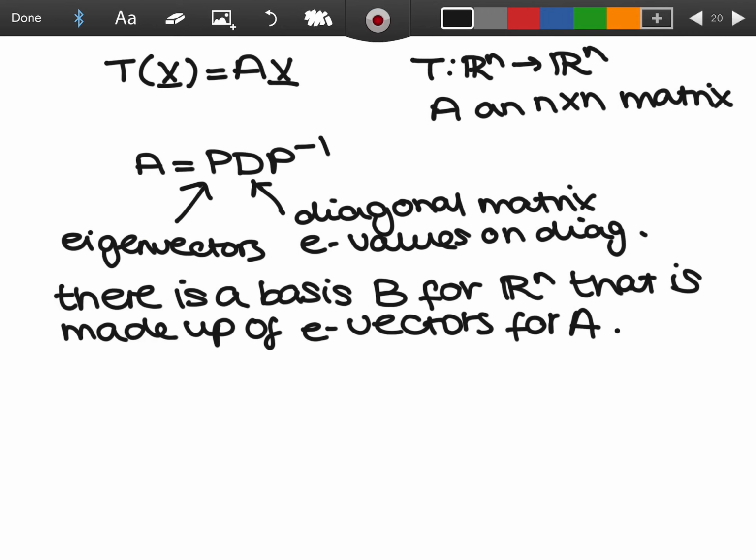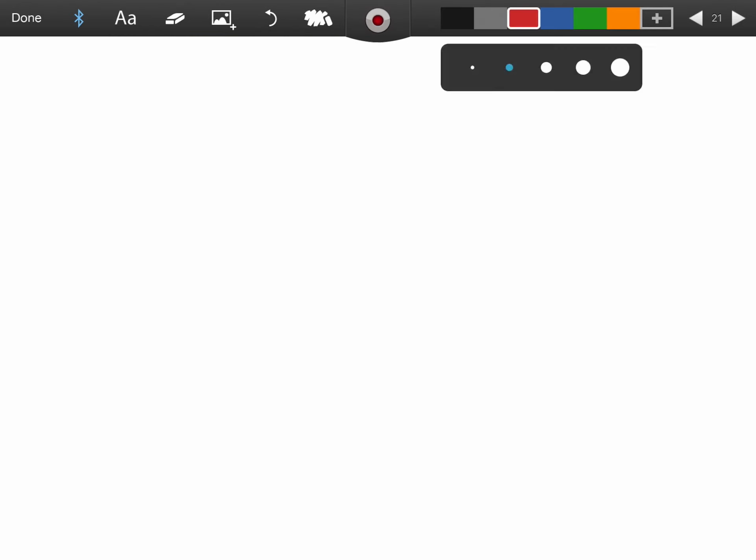Okay, so if T of x is equal to A times x, where A would take us from Rn to Rn, what D is going to do is instead, when we use the eigenvector basis for Rn instead of the standard basis, D is what is going to take us from the vector in terms of that basis B into the image of that vector in terms of that same eigenvector basis. Okay, so this is going to be called the diagonal matrix representation theorem.